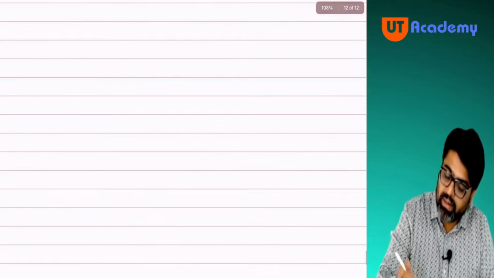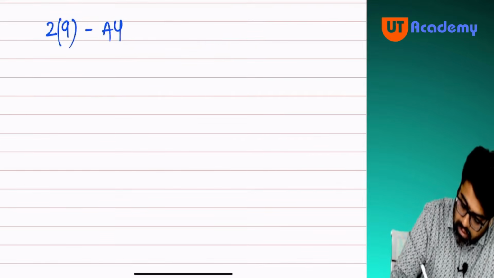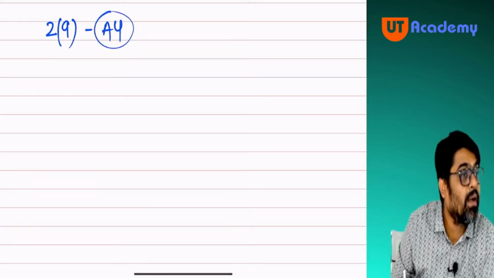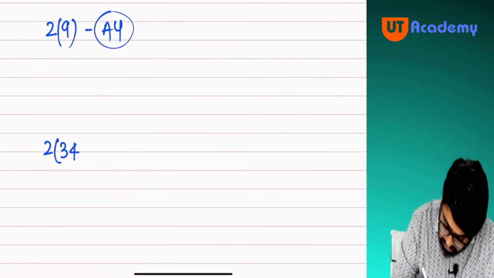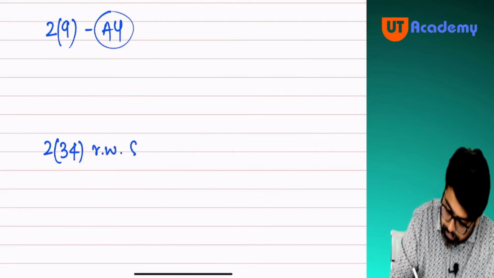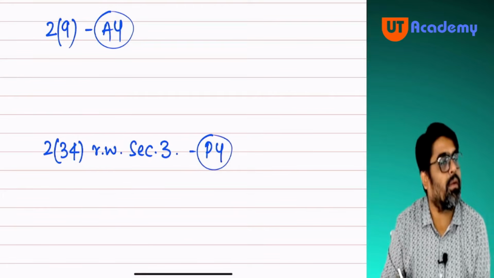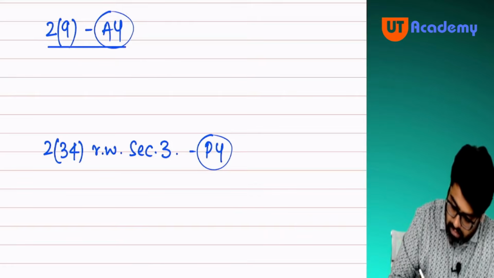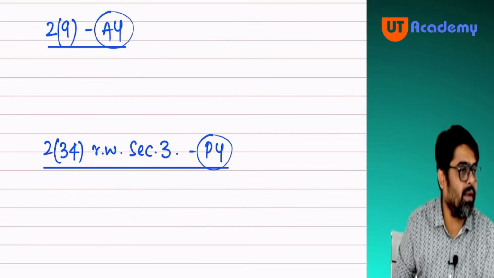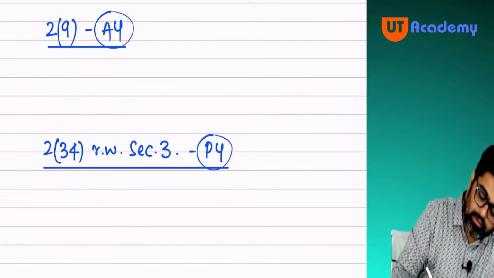Now, if we come to the definition, section 2 subsection 9 defines the assessment year. And there is section 2 subsection 34, read with section 3, that defines your previous year. Getting my point? So, what is assessment year? What is previous year? Definition.